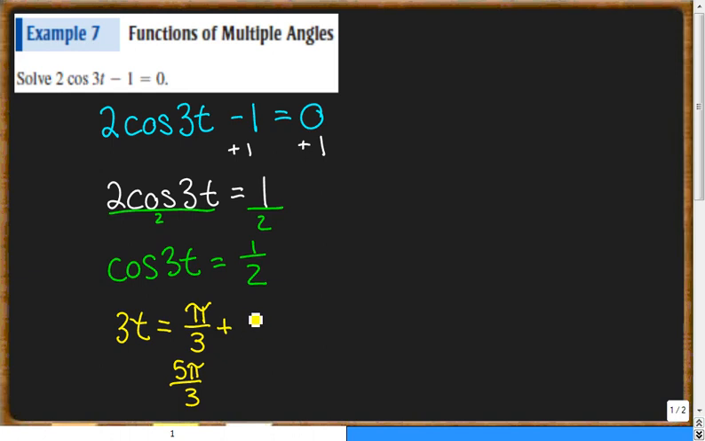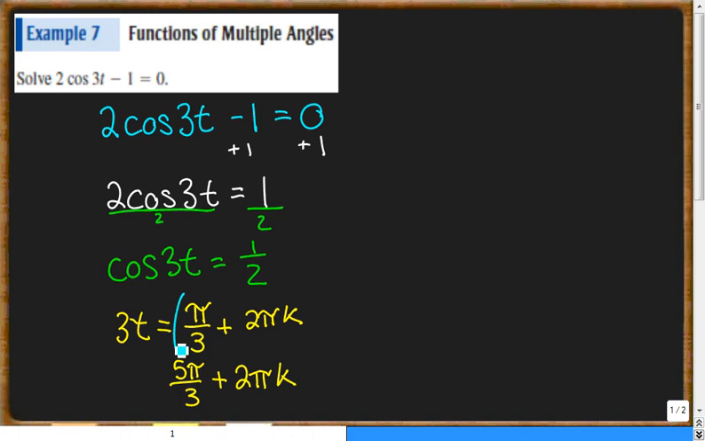Now each of these we have to add 2 pi k to account for all of the coterminal angles that they could have. So this is the first step. Since they don't give us a range to answer in or a domain to answer in, we have to have this plus 2 pi k to account for our coterminal angles. Now that we have this answer, again, this is for 3t, not for anything else. So we need to solve for t.